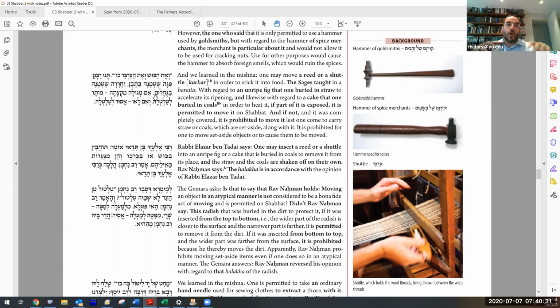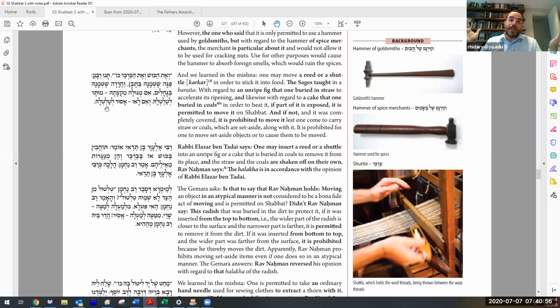Or a cake that you put inside coals, you wanted it to heat up, the coals are muktzeh. Now I want to take it out on Shabbat. I want to eat it. So if a little bit of it is exposed, then I can pick it up and take the rest out, and the straw or the coals will fall away of themselves. That's okay. I'm only moving them indirectly.